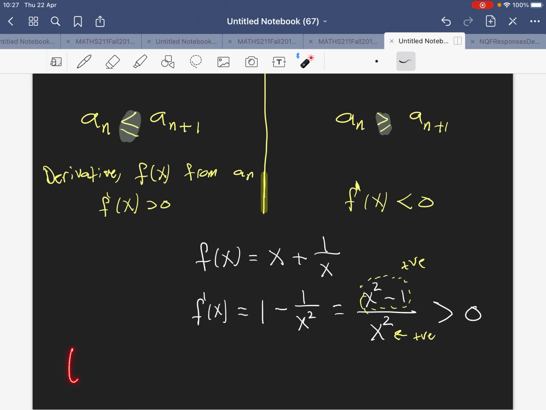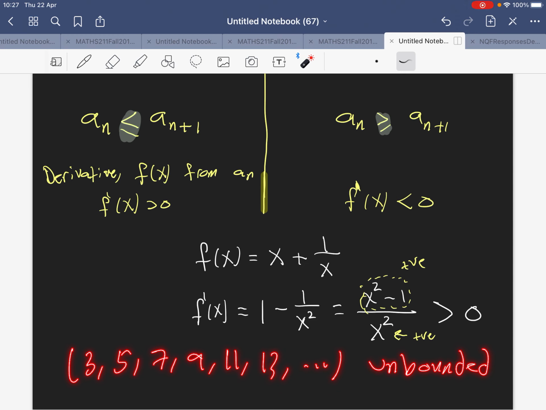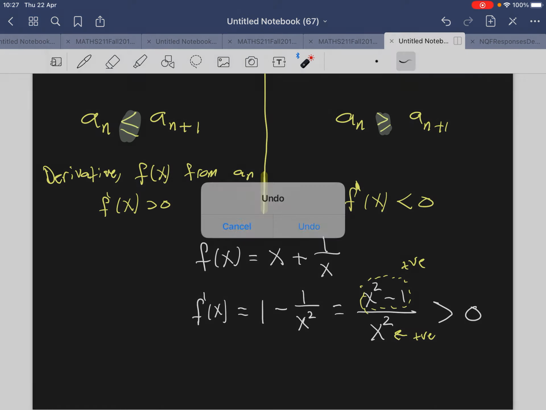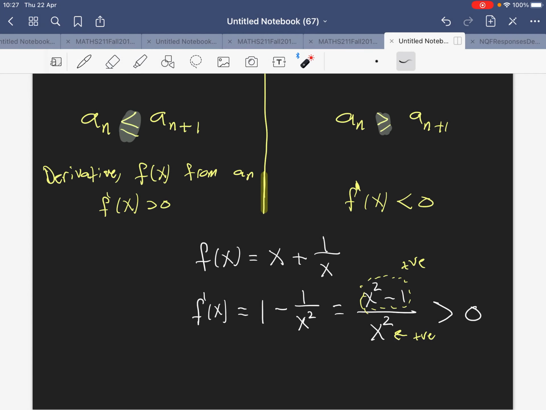Now, if we look at this one, 3, 5, 7, 9, 11, 13, and so on, this is unbounded because you cannot say it is between such and such. It goes to infinity. It has no limit. It just keeps going. So we need to be careful with this one. One of the ways we might find bounded and unbounded is by writing a few terms from the sequence and seeing what we get.